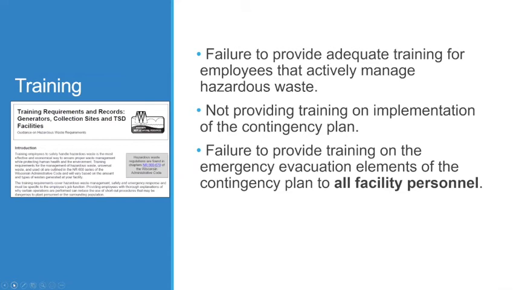So we wrap it all up with the training. All those other things fall into place when the training happens. Failure in the training category is failure to provide adequate training for employees who actively manage hazardous waste. The folks actively managing the waste really need to understand what they're doing, why they're doing it, and how to handle it so that they can stay safe. In some cases, there's no training on implementation of the contingency plan should something happen, and failure to provide training on emergency evacuation elements of the contingency plan for all facility personnel.